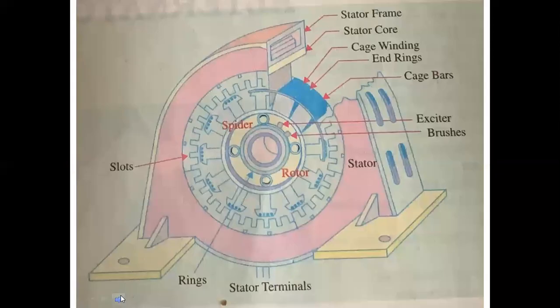Coming to the construction, in the figure you can see the small circular rotor in between. These are the rotor rings. These are the exciters and these are the brushes. This whole part is called the stator. These are the field poles, these are the windings, and these are the stator slots.